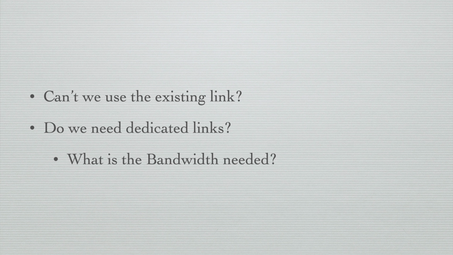Two factors will motivate you to go with dedicated links, such as insufficient bandwidth available in the existing links to match migration requirements, or production critical applications are running in the data center and you don't want to disrupt the production path by pumping migration data over the same path. So if the decision is to go with dedicated links, then what is the bandwidth needed?